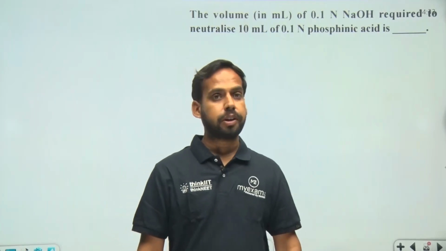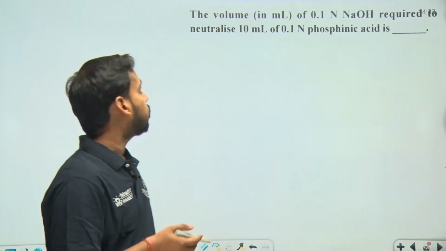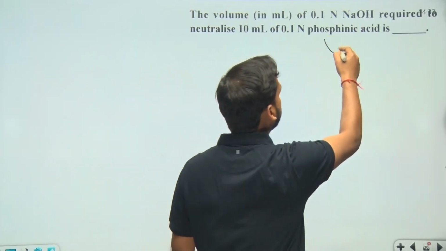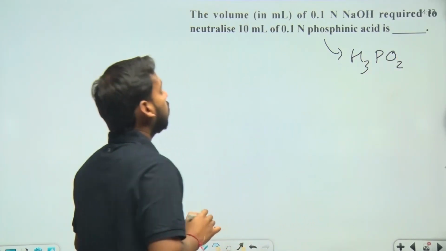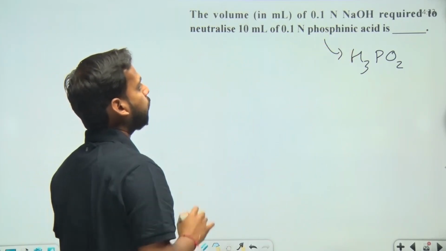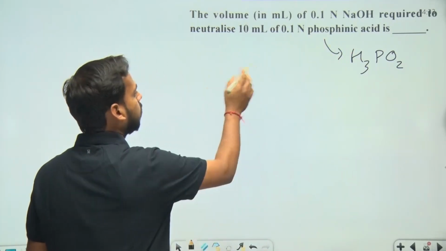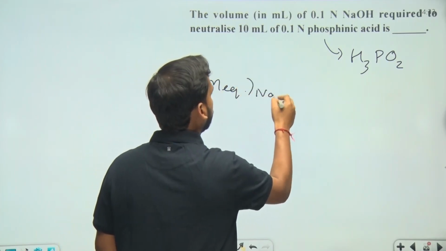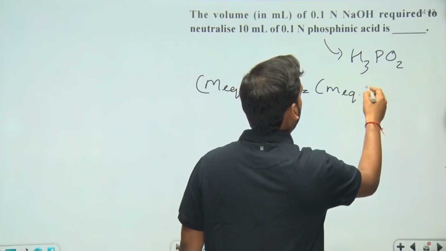Hello students, so the question here is, the volume in ml of 0.1 normal NaOH required to neutralize 10 ml of 0.1 normal phosphonic acid. The phosphonic acid is H3PO2. So we will apply the equivalent concept. The milliequivalent of NaOH will be equal to the milliequivalent of phosphonic acid, H3PO2.